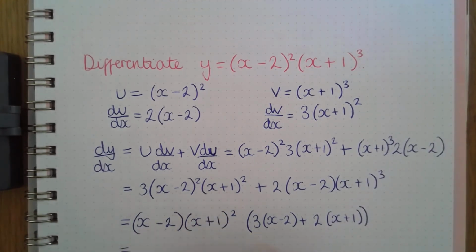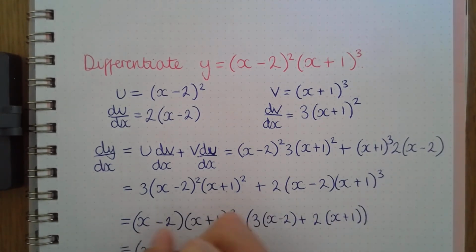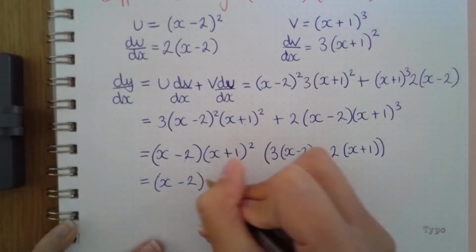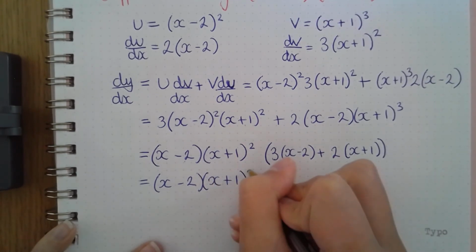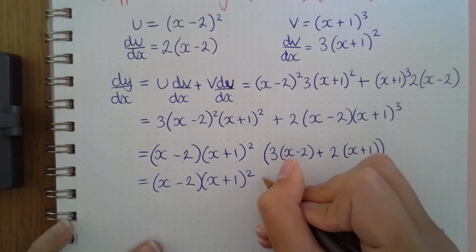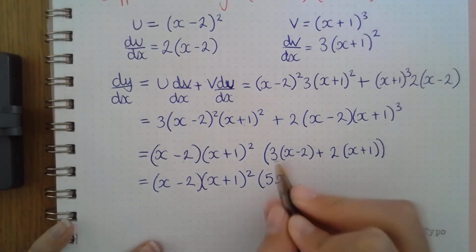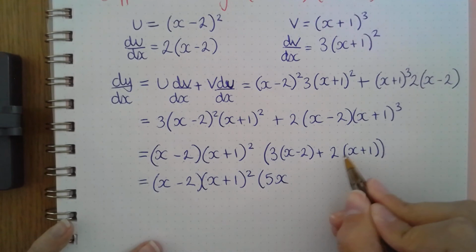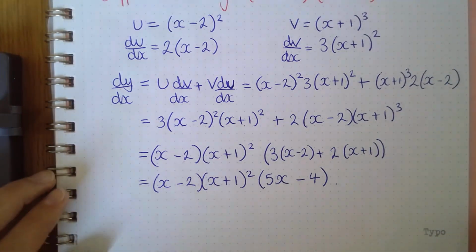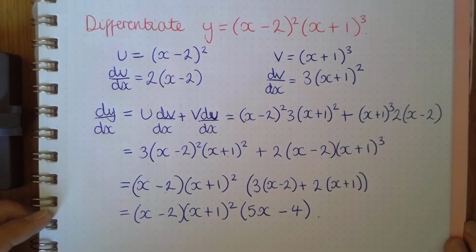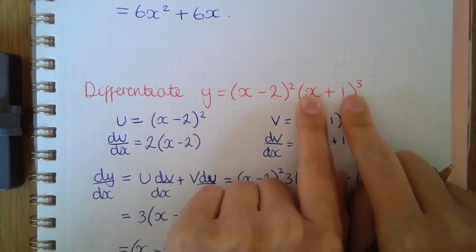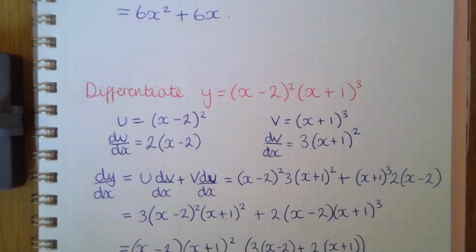Okay, I'm going to sort out this bracket. So (x take 2), move it up, sorry, (x plus 1) all squared, 3 lots of x plus 2 lots of x is 5x, 3 lots of negative 2, add 2 lots of 1 is negative 4, and there is your answer. So we've used product rule because we've got something containing an x multiplied by something else containing an x, so a product.